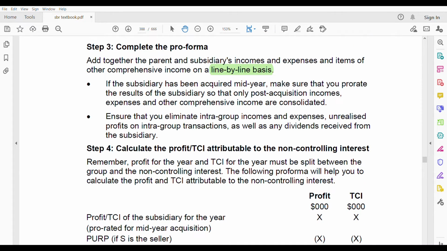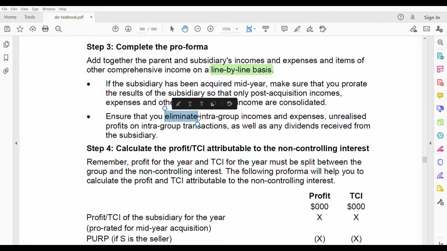Next, if the subsidiary has been acquired mid-year, what should you do? You have to apportion their revenue and expense, not yours, parent 100%. But from the subsidiary, the revenue and the expenses you have to apportion. Let's say you have acquired it for 6 months only. Your reporting period is 31st December. You have acquired it on 1st of July for 6 months. So you have to apportion everything, revenue, expenses, everything, for 6 months only. Only those you will consolidate for 6 months.